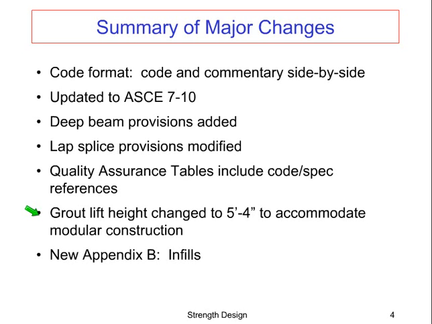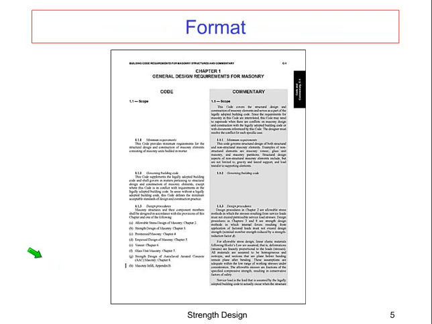It used to be 5 feet. The 5 feet 4 inches matches more with the 8-inch typical unit height. And there is also a new appendix, Appendix B, on infill masonry construction. We will not be covering that today, but wanted you aware of that. So just a few slides related to the changes.